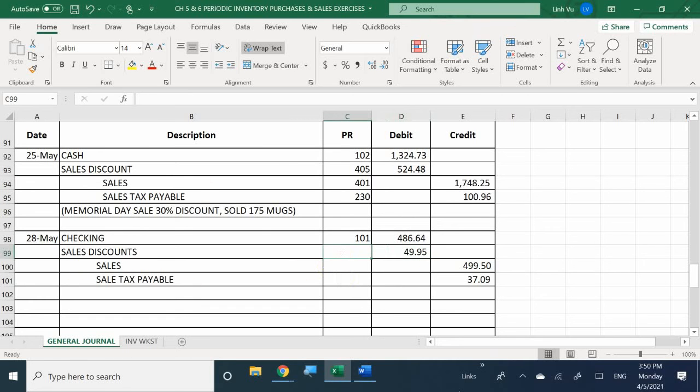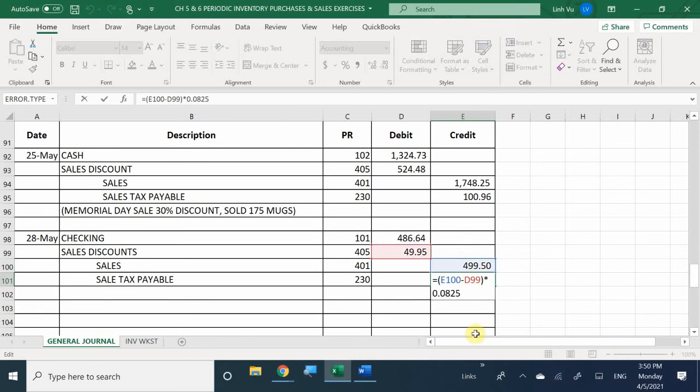All right, I'm going to fill in my accounts now. So sales discount was 405. Sales was 401. And sales tax, sorry. Okay, let me undo that real quick. So that would equal, we would round it.